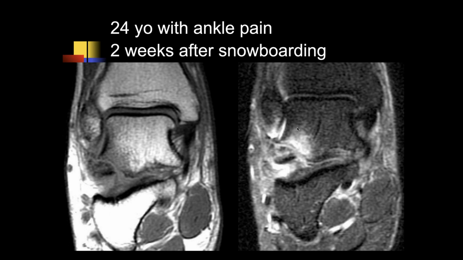Jennifer, what do you think of this case? Okay, so we can see that it looks like there's an oblique fracture of the lateral process of the talus, which is mildly displaced. There's surrounding edema, and there's also probably an osseous contusion in the distal fibula. So what's this kind of fracture called?